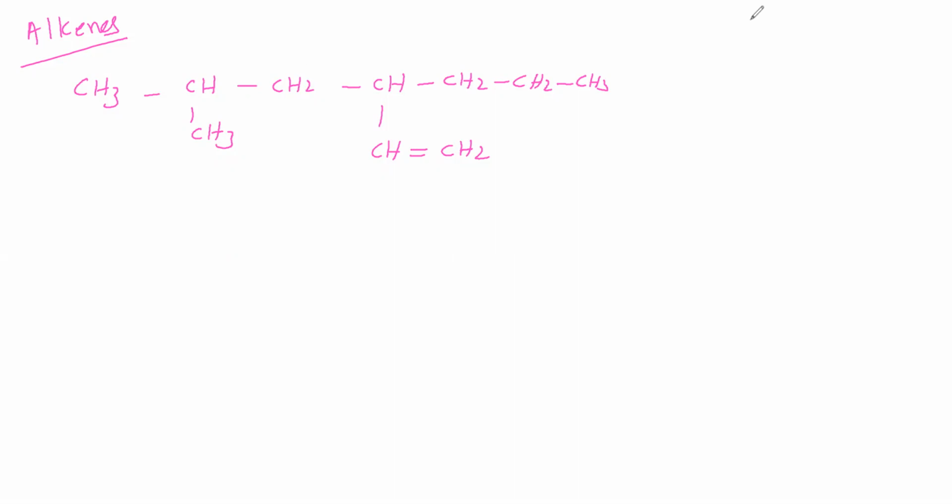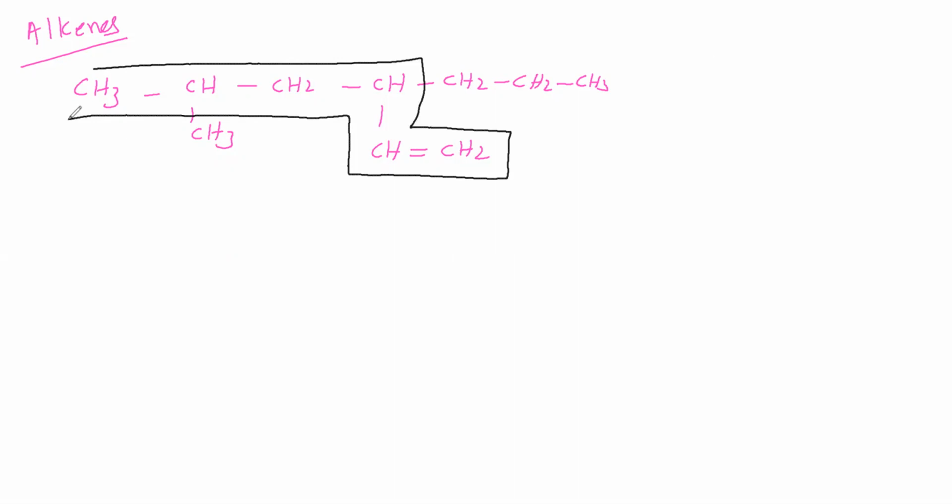Like this only we have to select. Therefore, what is the parent chain in this case? The parent chain is this one. Now, if we consider like this, the number of carbons is less when compared to the straight chain, even then the parent chain is this one. Though the number of carbons is less, this is called the parent chain because the parent chain must contain the C=C double bond.